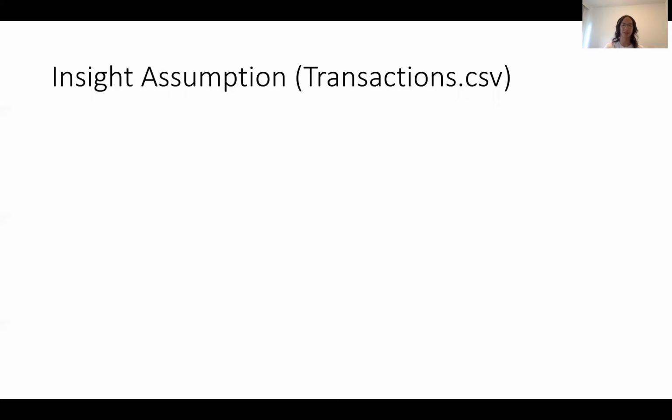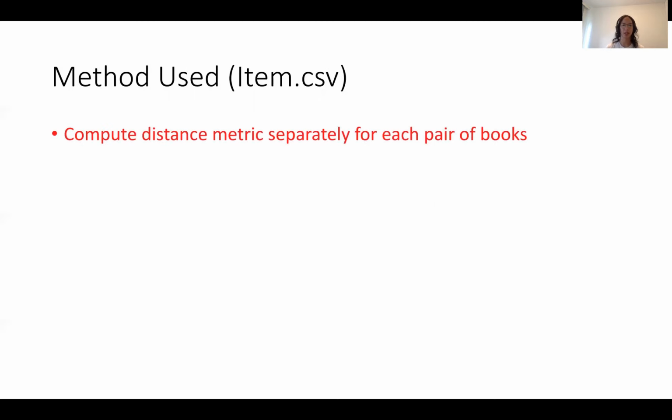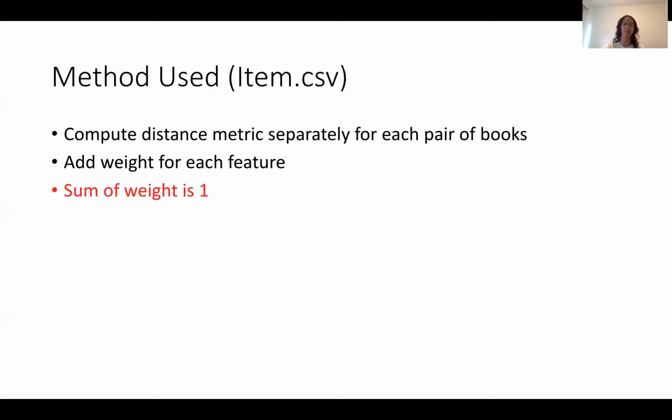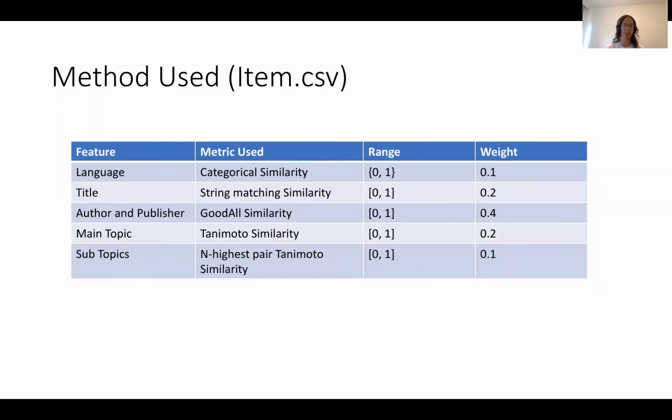In the inside assumptions for the transaction CSV, we calculate the popularity score for books based on the number of clicks, basket, and order to rearrange the order of recommended books. The method used here: we compute the distance metric separately for each pair of books, for each feature. And we add a weight for each feature, and the sum of the weights should be 1. Here you can see the feature, the metric used, the range, and the weight used to calculate the highest score for related books.